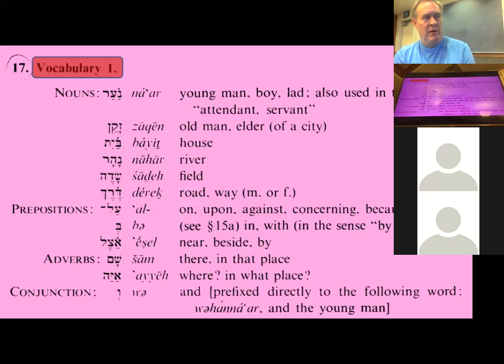In conjunction, a vav in front of a word refers to "and," like "and the young man." So na'ar is young man, hana'ar is the young man, and vehana'ar would be "and the young man." That's a conjunction. So that was all the vocabulary from chapter 1.